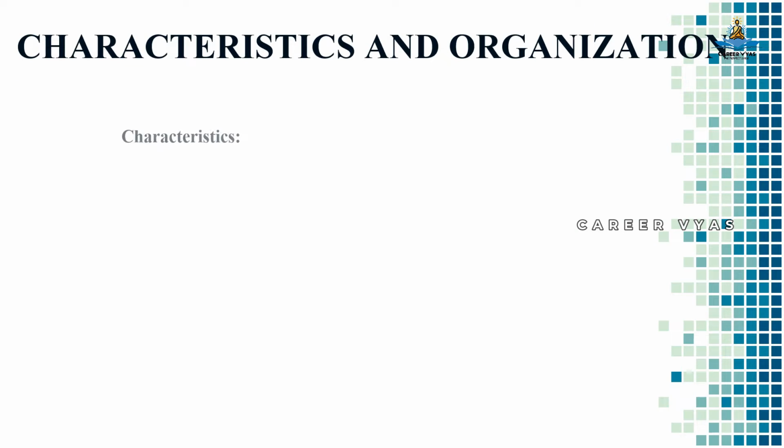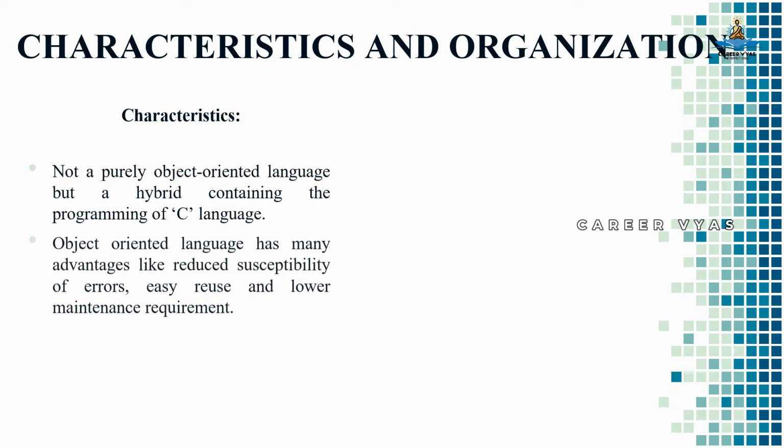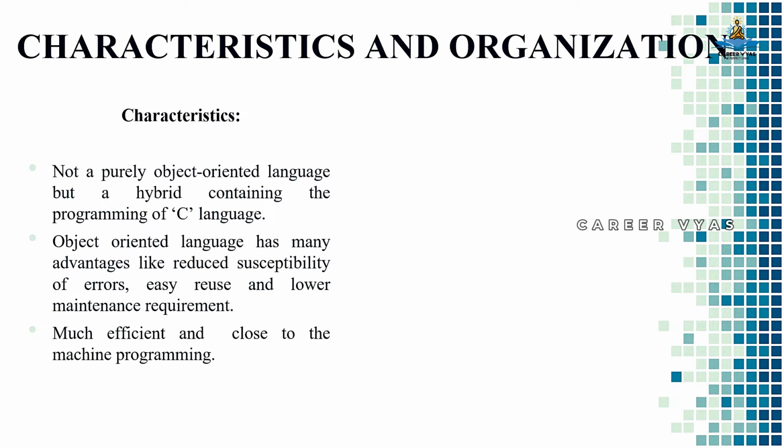Now let us know about some of the characteristics of C++ programming. It is not a purely object oriented language, but a hybrid containing the programming of C language. Now, what are the benefits of object oriented language? It has many advantages like reduced susceptibility of errors, easy reuse, and lower maintenance requirement, much efficient and close to the machine programming, and portable programs for various platforms.